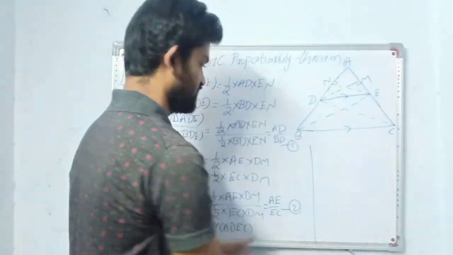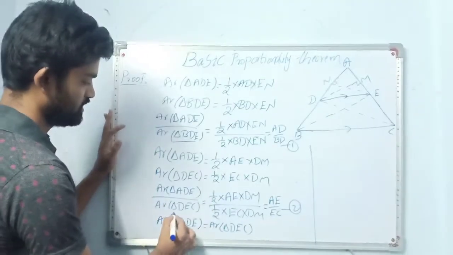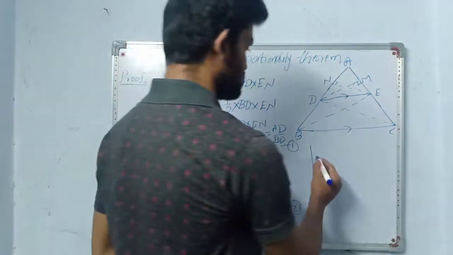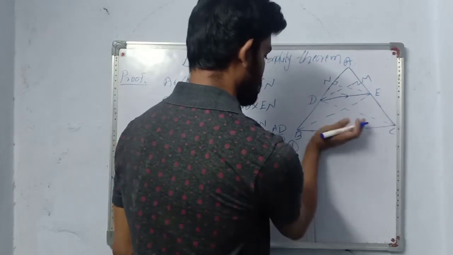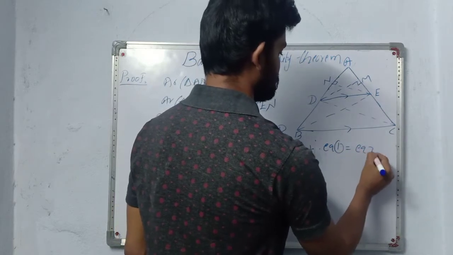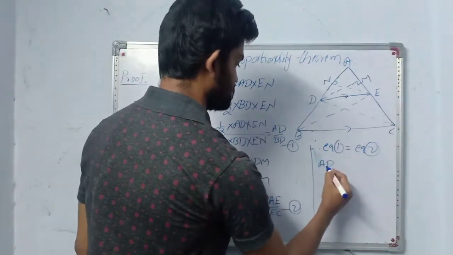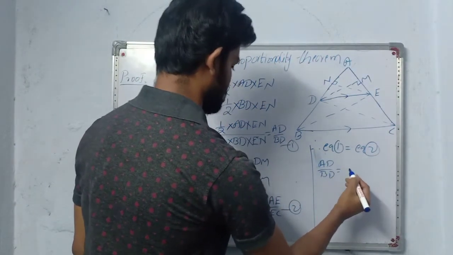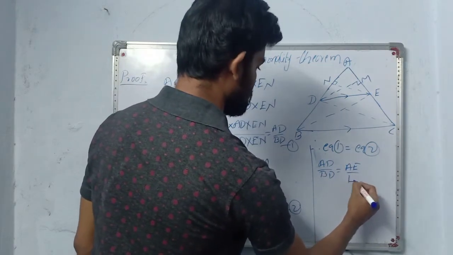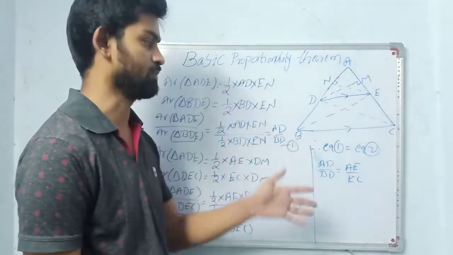So if their areas are equal, equation 1 is equal to equation 2. See here, BDE, DEC and ADE. Therefore equation 1 is equal to equation 2. Right? Now what is equation 1? That is AD by BD equals AE by EC. That's how we prove the basic proportionality theorem.